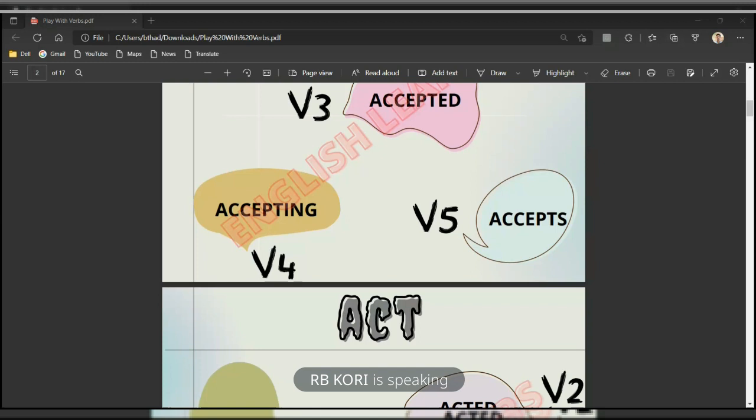Yeah, this is a good word. He always accepts my doubt. That is always, okay? Like a habitual. Okay, just don't focus on that, just focus on the verb form.